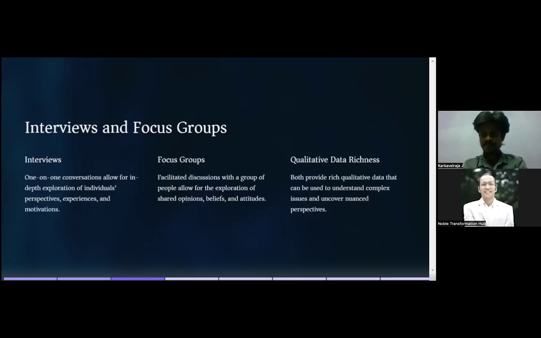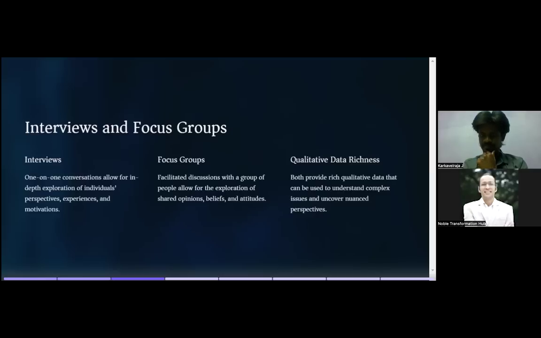Yes, so interviews and focus groups. We need to focus on two things here. One-on-one conversation: when we are doing interviews, first we need to do homework. We need to have that interview data collection sheet with us so that we know what kind of questions we are asking, so that we are prepared as per the problem statement, guys, the objective function of your project. It allows you to go into in-depth exploration of individual perspectives, experiences, and motivations.